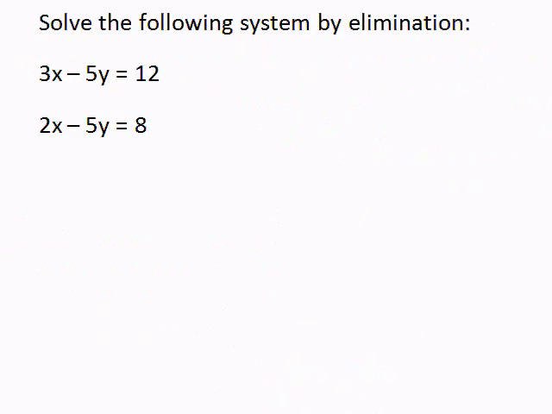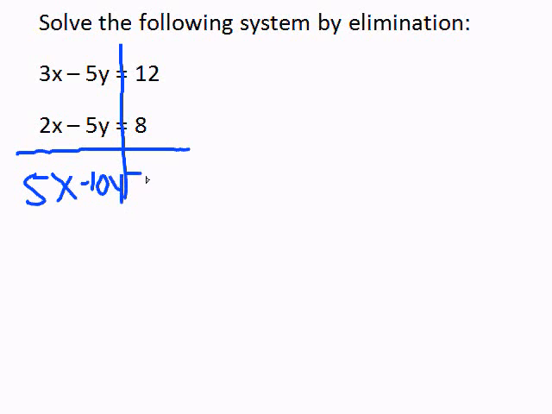Suppose we're asked to solve this linear system by elimination. Looking at it, you might notice that everything's already lined up, so you might think, let's go and add everything together. But 3x and the 2x gives us 5x, negative 5y gives us negative 10y, equal to 12 plus 8 is 20. Immediately, we can see that not one of the letters was eliminated, so we cannot use elimination immediately with this system.